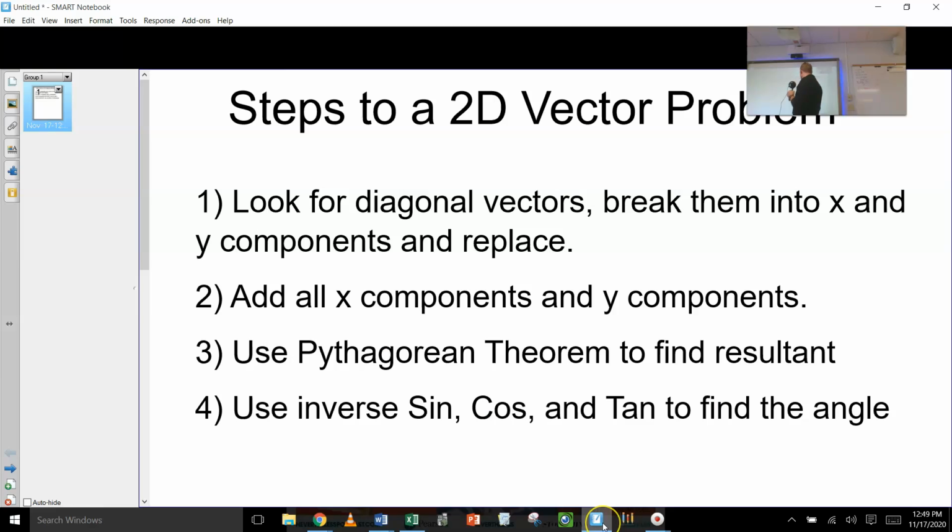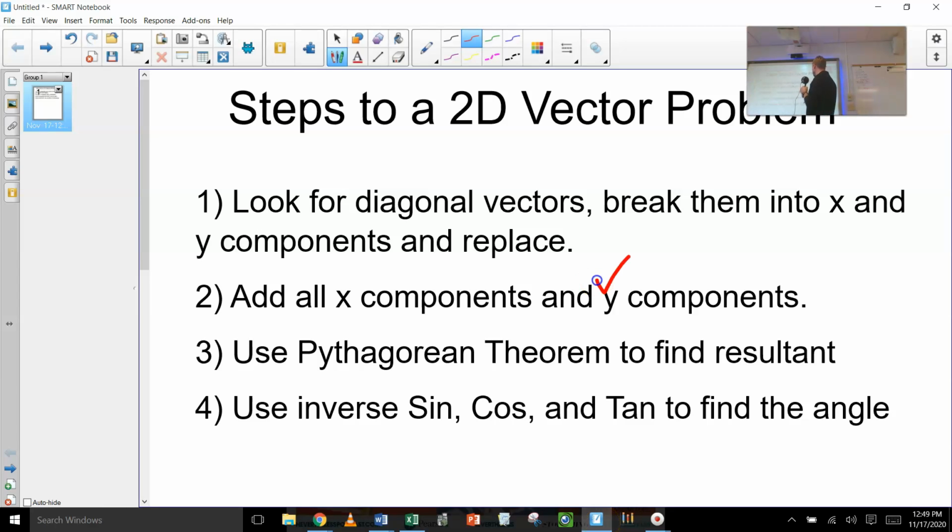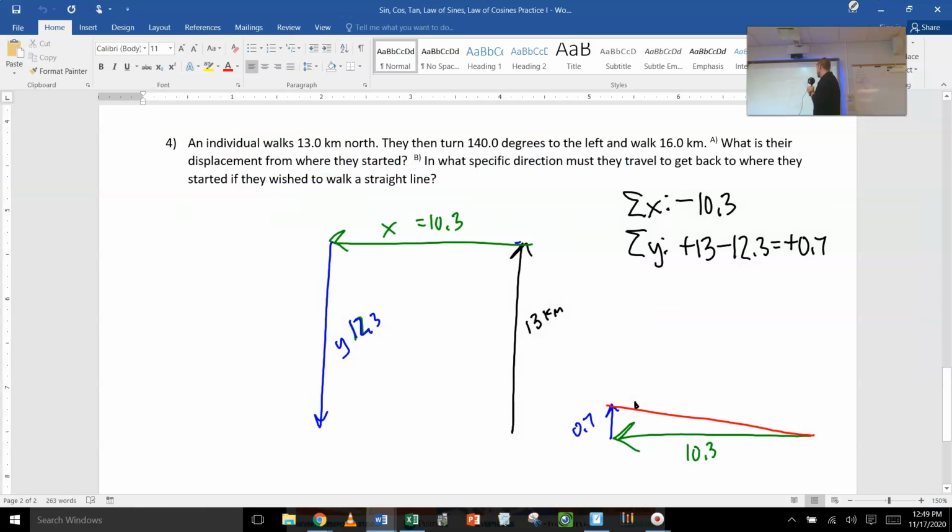So now I can find my resultant. I have added all the x's and y's, and now I'm going to use the Pythagorean theorem. A squared plus b squared equals c squared, and with all of my significant figures, this ends up being 10.3 kilometers. How far away are you? 10.3 kilometers. That's kind of weird. And then what direction must you travel to get back? Here you are at the end, and you want to get back home.